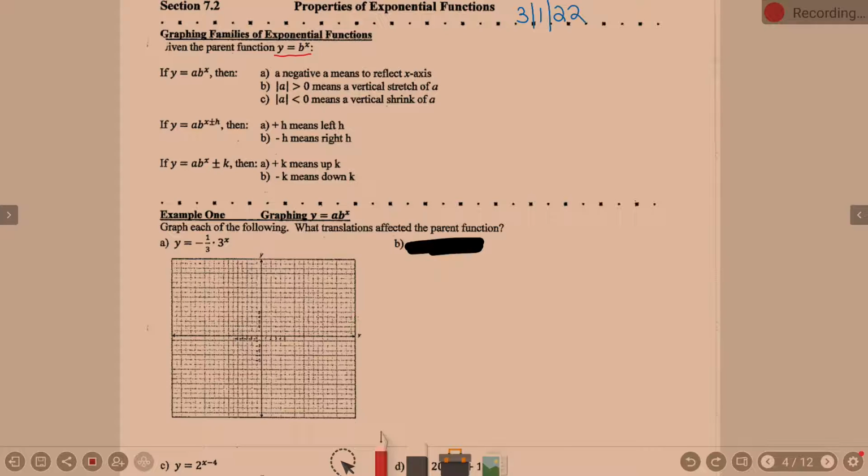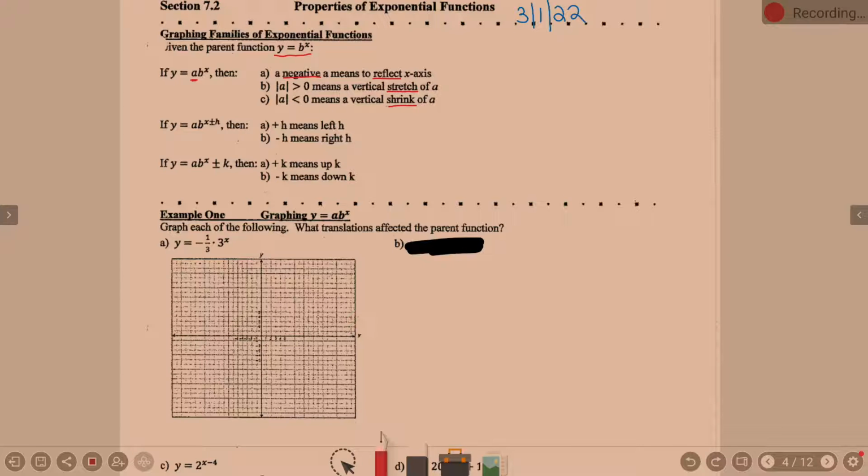If y equals a times b to the x, what does an a value out front do? Well, generally talking, an a value out front is either going to stretch or shrink, isn't it? Depending on what that a value is, it's going to stretch or shrink. Now, I skipped over the first part. What if that a value is negative? If it's a negative value out front, then it's going to reflect. So a negative value out front is still going to reflect our graph.